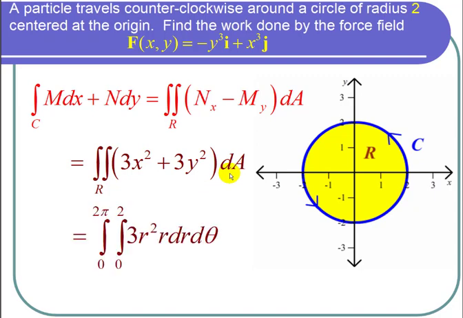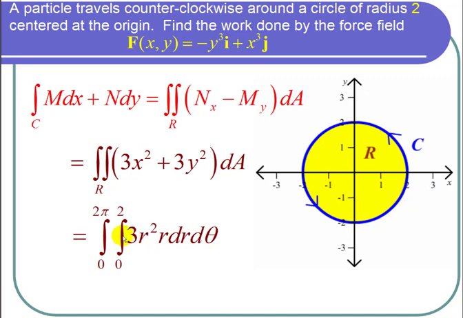So putting all this together, we get that this double integral is equal to the integral, theta goes from 0 to 2 pi, r goes from 0 to 2 of 3r squared times r dr d theta. So to integrate this, the integral of 3r cubed is 3/4 r to the 4th. If you plug in 2, that's 3/4 times 16, which is 12.